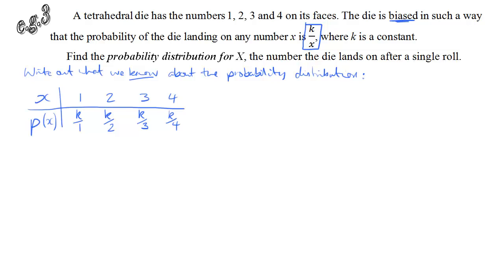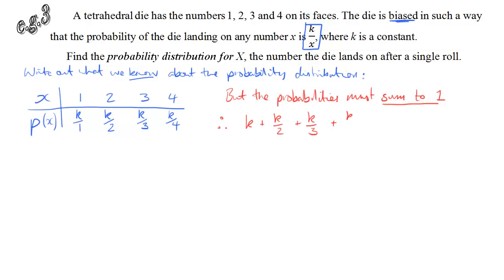Now obviously that's not my answer, because I still don't know what k is, so that's not a very useful probability distribution. But I know that these probabilities, all 4 of them, must add up to 1. So I simply write that down as an equation. k plus k over 2 plus k over 3 plus k over 4 equals 1. And all I'm left to do now is solve that, work out what k is.